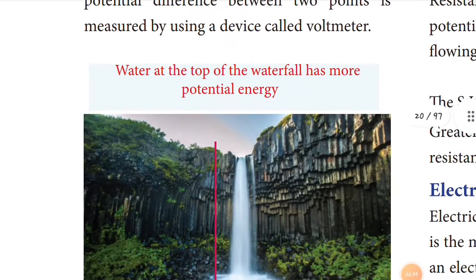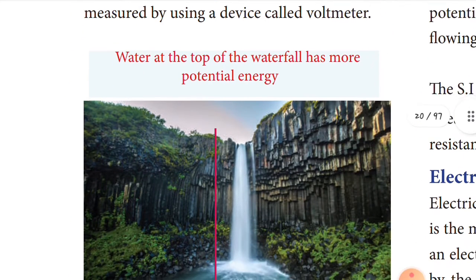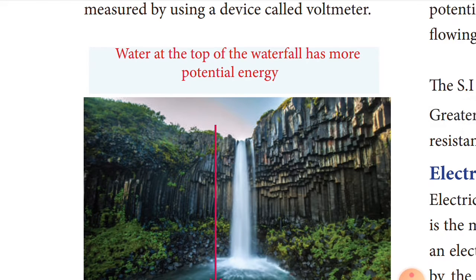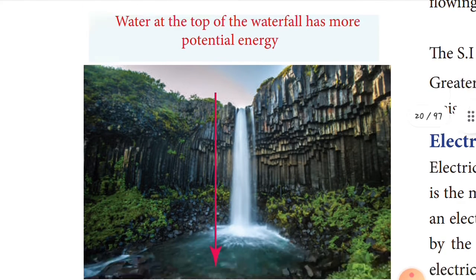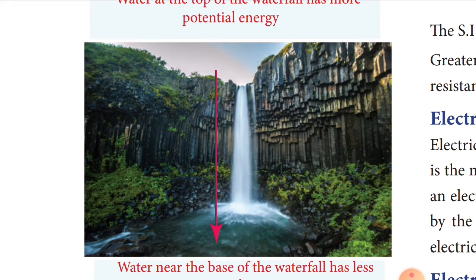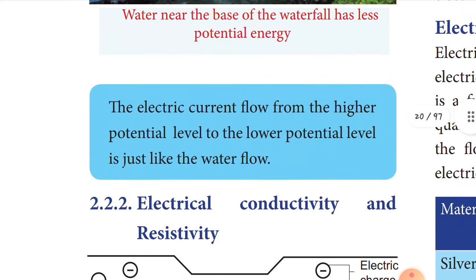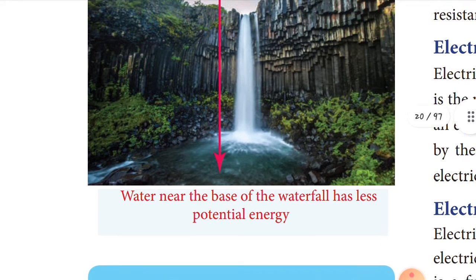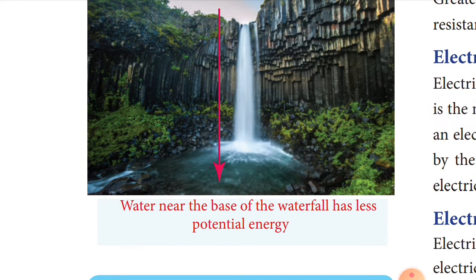This is clear to you, children? See this nice picture. Water at the top of the waterfall has more potential energy. From the higher level to the lower level, that is called potential energy. Here the electric current flows from the higher potential level to the lower potential level, just like water flows. This is clear to children?